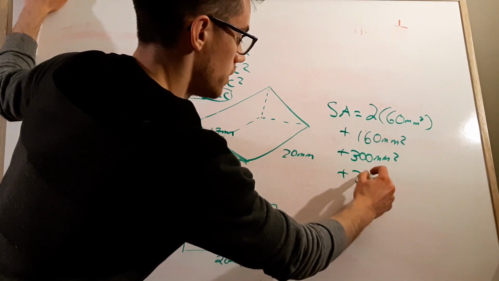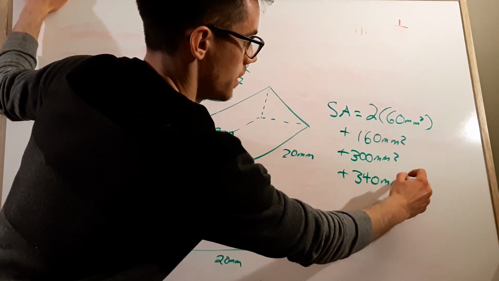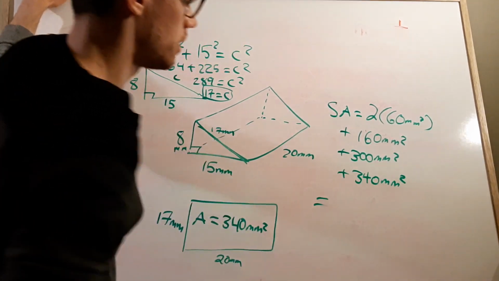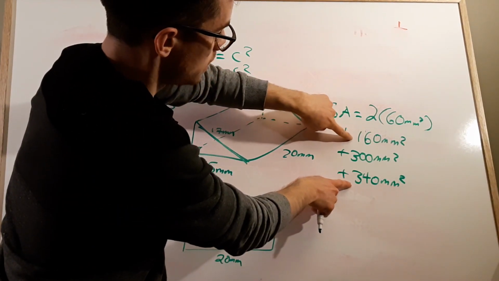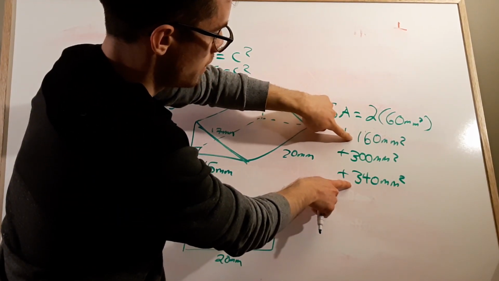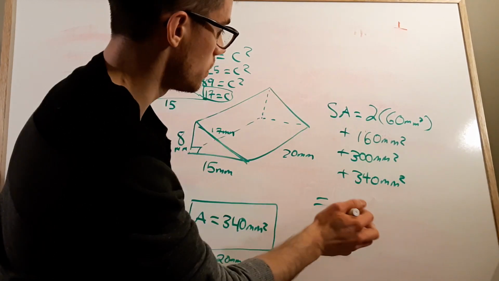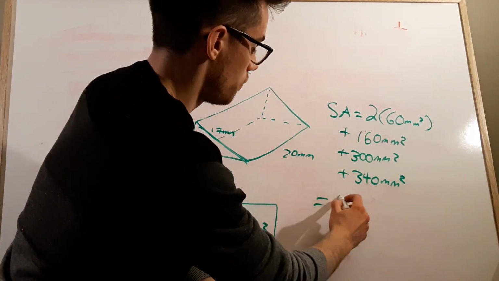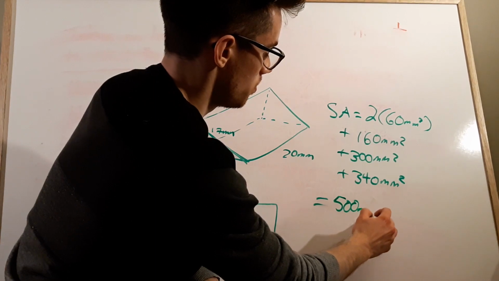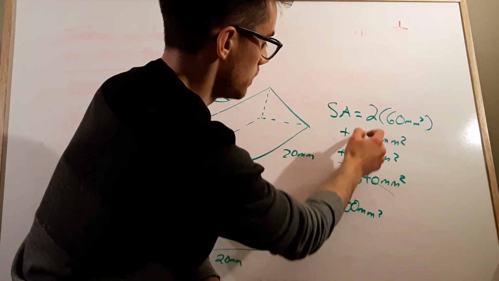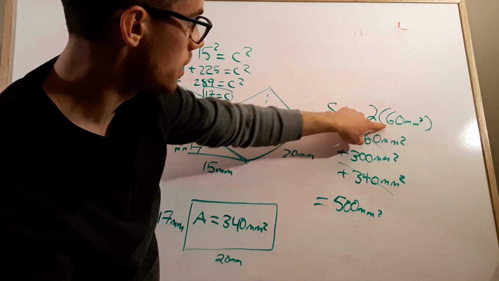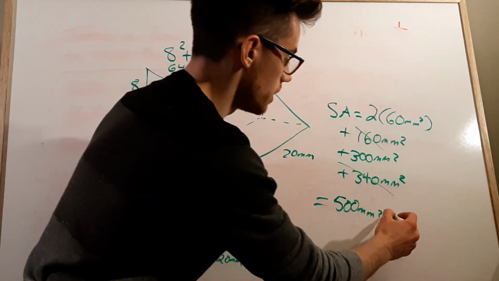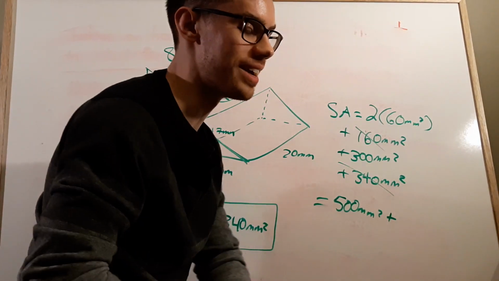So I add that to my running total, and that total works out to be 340 and 160, I see, will give me 500. Plus 300, so I will go 500 millimeters squared. That'll get rid of these two. 2 times 60 is going to be 120, and 120 plus 300 will be, oh boy.